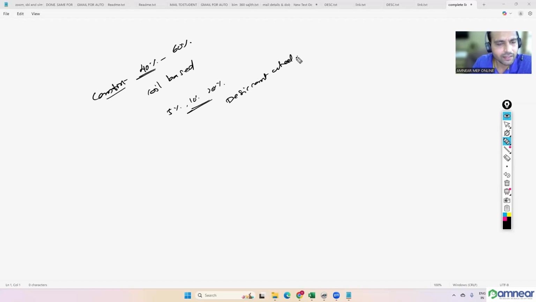A desiccant wheel might use silica gel or molecular sieve. Membrane type is also available, where air is circulated or permeated through the membrane. Accordingly, dehumidification is also possible. As I told, for most comfort air conditioning systems it might be coil based dehumidification only, and sometimes for industrial applications we might use a desiccant wheel. Anyhow, if the relative humidity requirement is too low, most of the time we will be using a desiccant wheel.